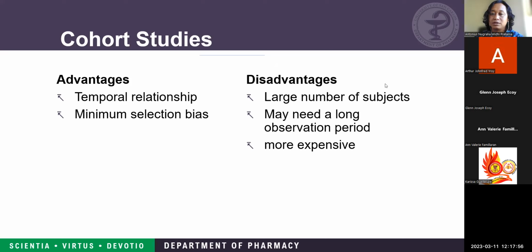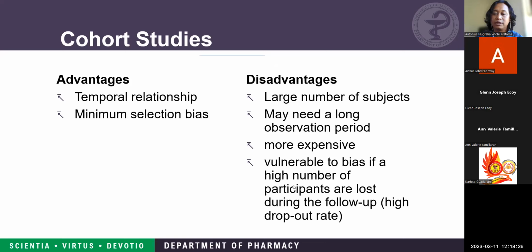The disadvantages are the large number of subjects, meaning that it will need some kind of cost, and it may need a long observation period for some outcomes to appear, especially if our target outcomes are, by nature, long to develop. And also vulnerability bias if a high number of patients are lost to dropout.